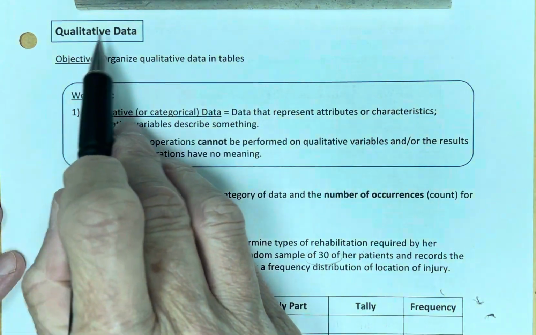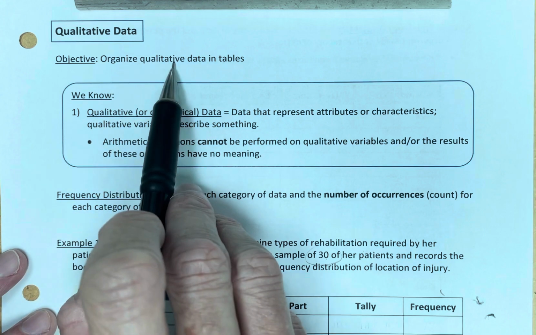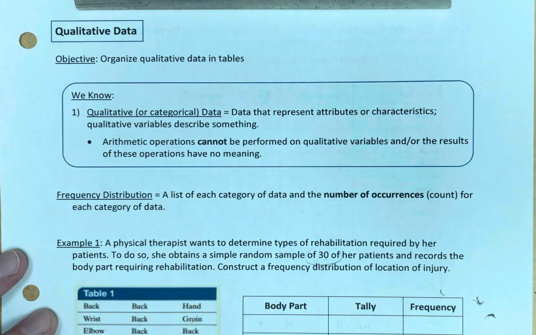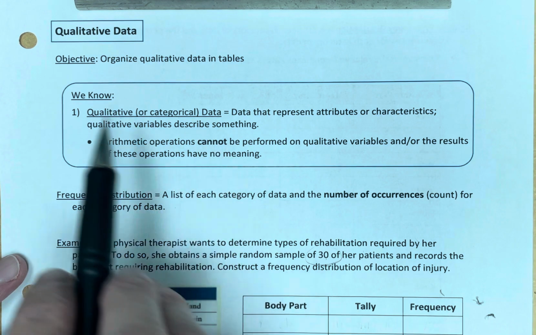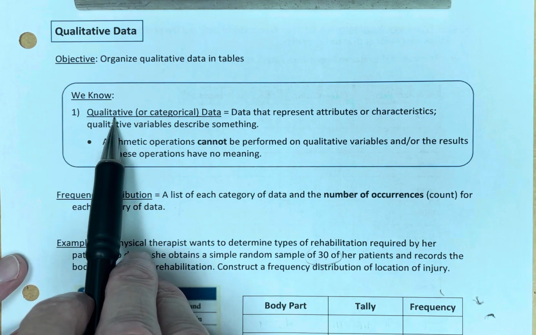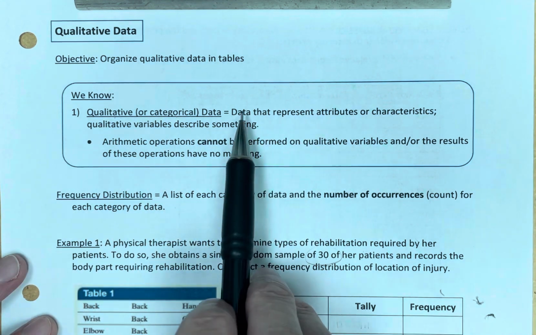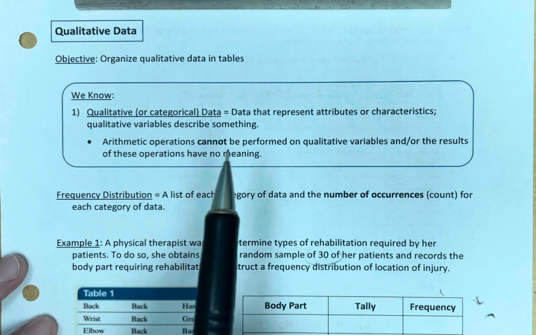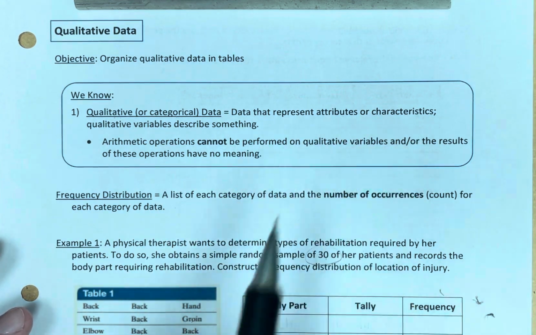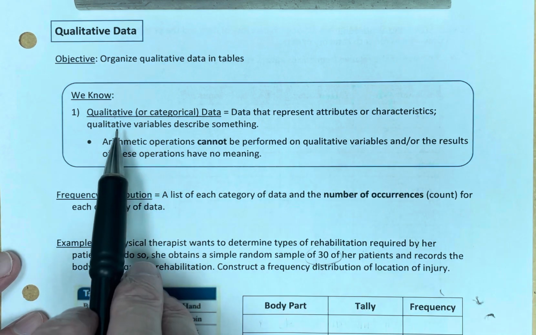Okay, qualitative data. Our objective here: organize qualitative data in tables. Well, let's start off with reminding ourselves what we know. Well, we know the definition of qualitative or categorical data. It is data that represent attributes or characteristics, generally non-numerical data, but that's a general statement.